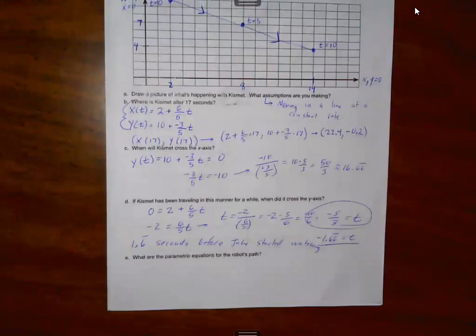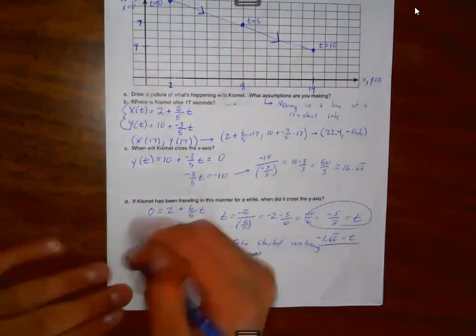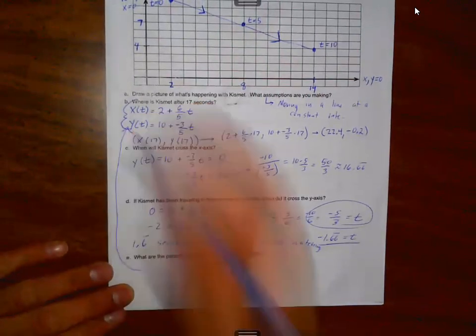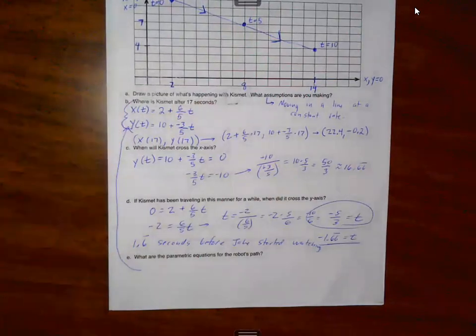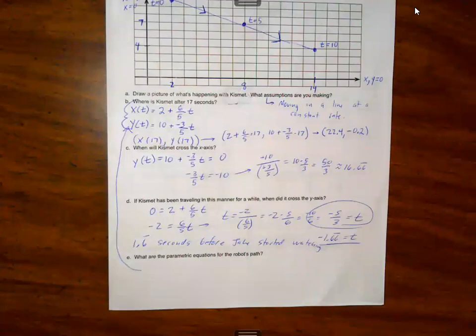All right, and then what are the parametric equations for the robot's path? Well, we did that already, Susan. That's baseball, Susan. Right there. Boom. Okay. So I'm going to pause the video.